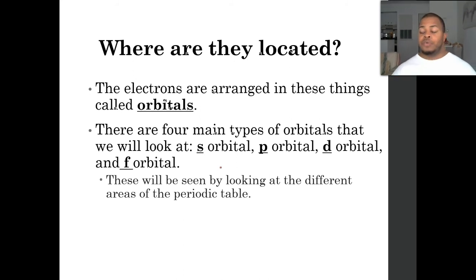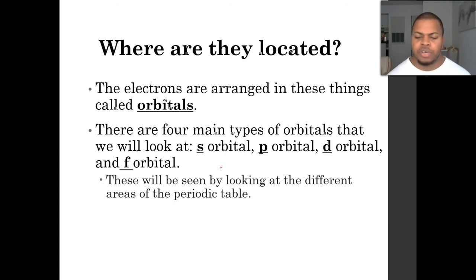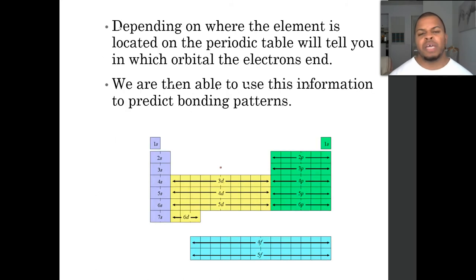There are four main types that we're going to deal with. There's the s, p, d, and f orbitals. These will be seen by just looking at the different areas of the periodic table. This part should actually be pretty easy, and if we have time, I'll show you how to write electron configurations. Right now, we're just dealing with where these groups are and how we could actually use them.